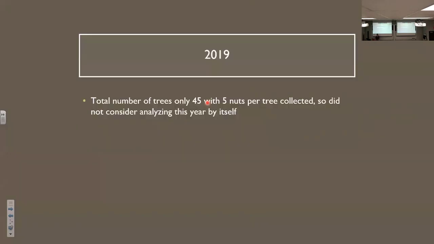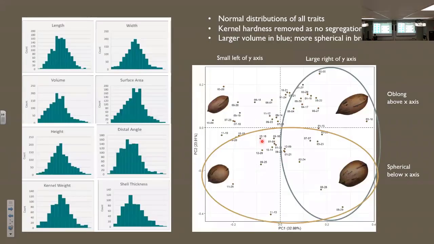In 2019, just looking at this year by itself, no really final conclusions were made, as nothing really popped up when just looking at this year by itself. And I think that has to do with just 45 trees still wasn't enough of a threshold to really hone in on the segregation of these traits. But regardless of 2019 and 2020, the data collected in those years showed a normal distribution, as I show some of the traits here, just for a picture.